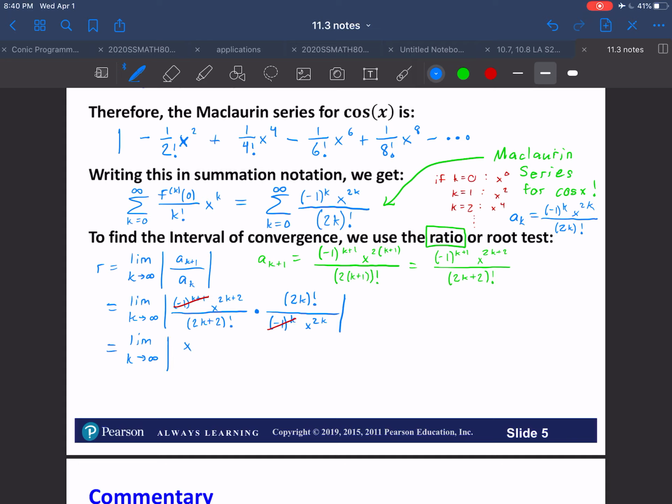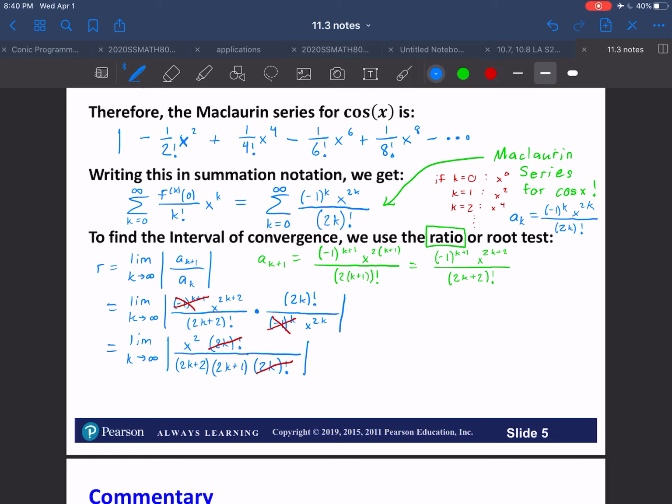Okay, so we get x squared, and then notice that we have the fraction 2k factorial over 2k plus 2 factorial. That 2k plus 2 factorial can be rewritten. I'll go ahead and spell out this step in its entirety as 2k plus 2 times 2k plus 1 times 2k factorial. And these 2k factorials will cancel.